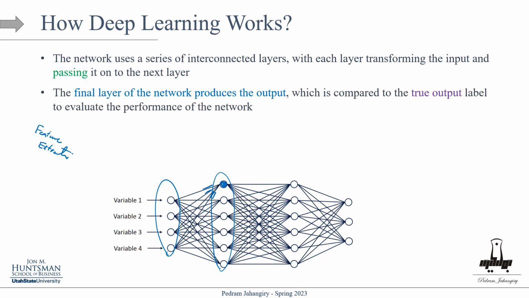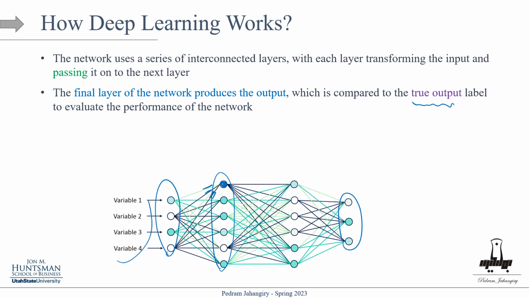Then the final layer of the network produces the output. So this is our final layer. This layer is going to generate the output. For example, we use some special activation functions here to generate, if it is classification, 3-class classification, right? If it is regression, we're going to sum them up in a special fashion. So this output, whatever it is, is going to be compared to the true output label in the data, right?